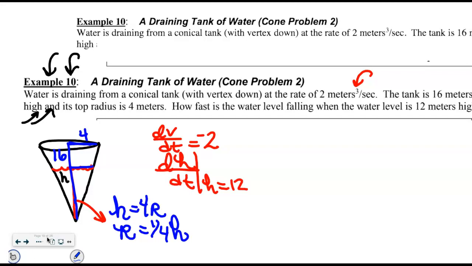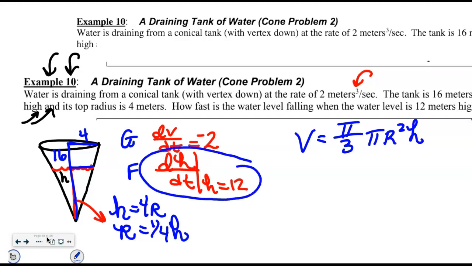Volume of a cone. Okay, so here's my given. Here's my find. Volume of a cone is 1/3 pi r squared h. You don't necessarily have to remember that. Now, I want you guys to go make the replacement based on this. Pi thirds r squared h. Thank you for catching that. It means you're listening.